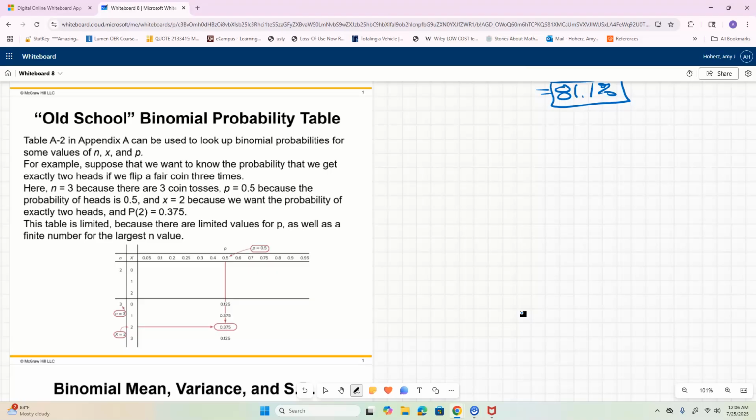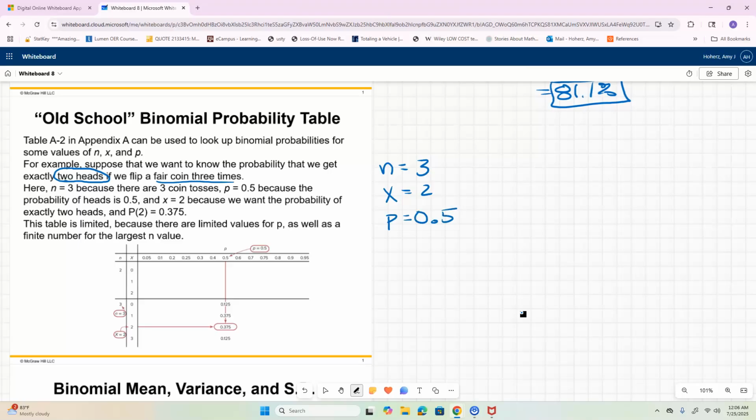And in order to use the table, you had to look on the left side for the n, and then you looked along the top for the probability, and then you would look in the second column for the x. So let's say, suppose we want to know the probability that we get exactly 2 heads if we flip a fair coin 3 times. Okay, so we know that our n is 3 times, our x is 2, and then our probability of success for getting a heads is 0.5.